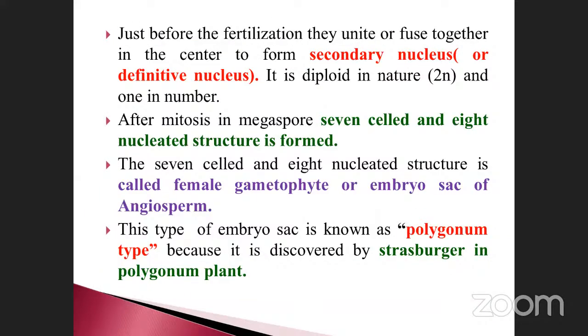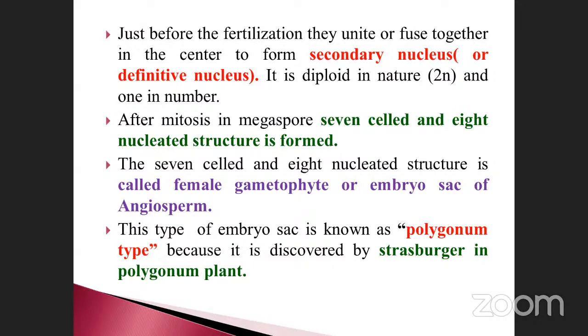See, just before the fertilization, the two polar nuclei are fused together in the center to form a secondary nucleus, a definitive nucleus. It is diploid in nature and one in number. In the center, what happened? The two are united into a single cell. The two nuclei united and form a single cell. That's why it is called one in number. But the condition is 2n, because two haploid nuclei united.